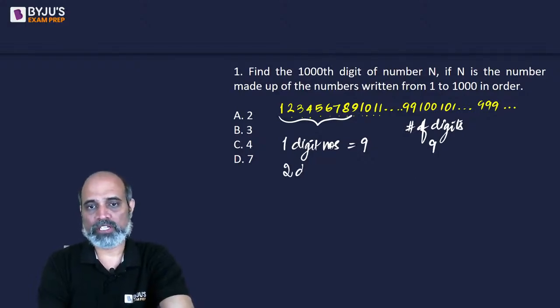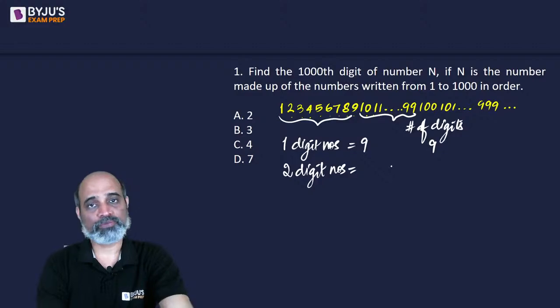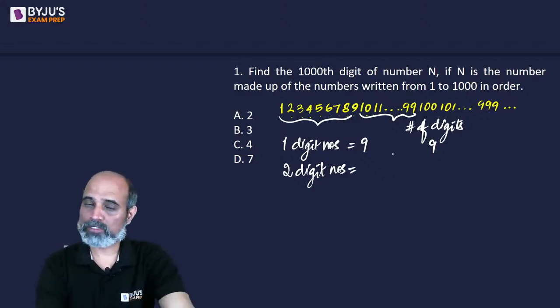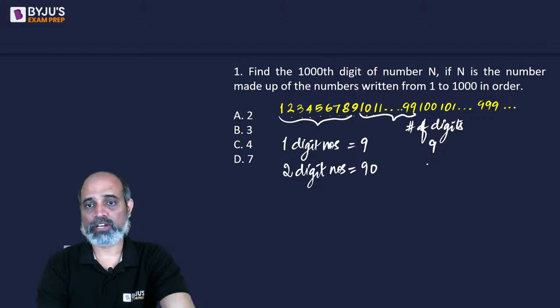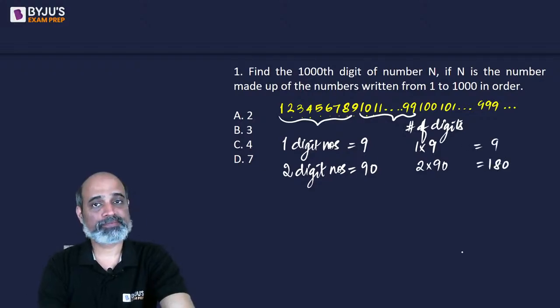How many 2-digit numbers are we going to have here? So 2-digit numbers, it starts from 10 and it stops at 99. So 10 to 99, how many numbers are there? So there we are going to have 90 2-digit numbers. How many digits will it account for? So this was 1 into 9, this is going to be 2 into 90. So this is 9 digits and this is 180 digits.